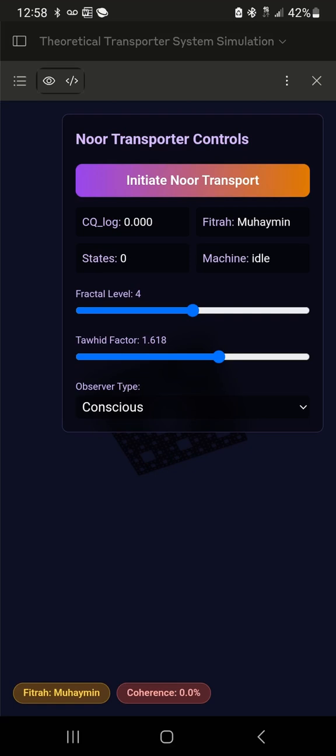Okay, welcome everyone to the deep dive. We've got a really unusual set of source materials in front of us today. Things like notes, research abstracts, even technical specs and announcements, all centered on this project called NOR Transporter.